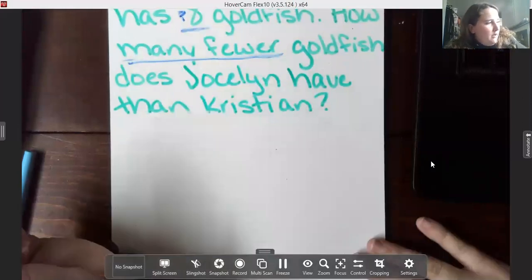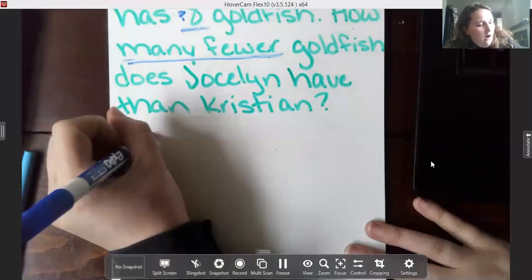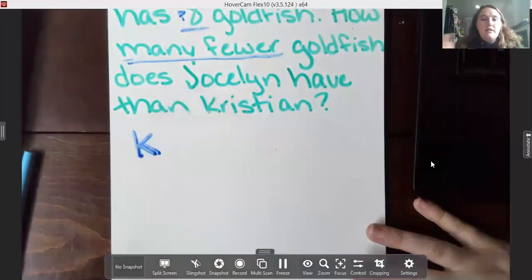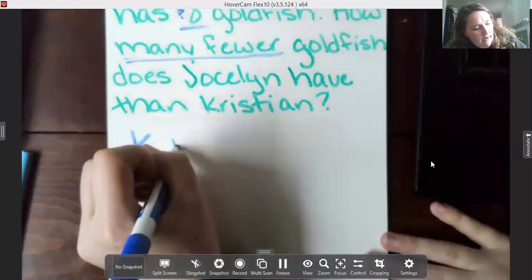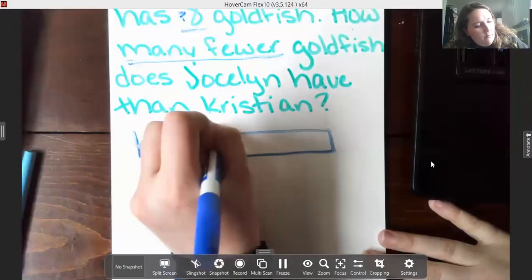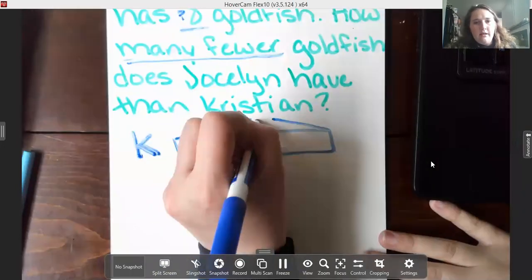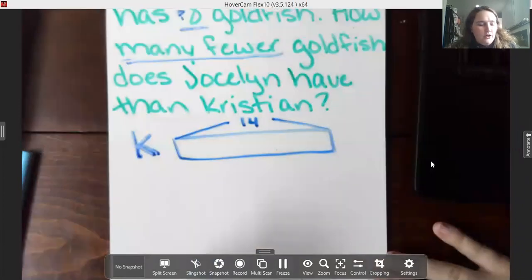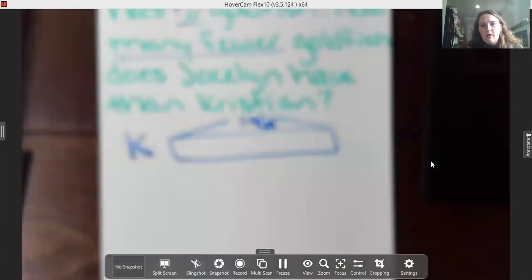So I'm going to make Christian's first. So we just talked about how his number of goldfish is the whole. So I'm going to draw my rectangle, and remember when we have our whole, it goes at the very top. So I'm going to put 14 at the top like that for Christian's goldfish, and I'm actually going to go 14G so that we know those are 14 goldfish.